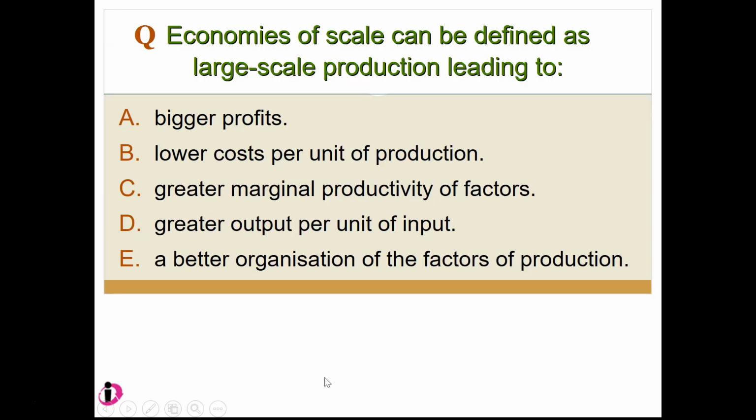A question which you might get in the exam on this particular topic can sound like that. Economies of scale can be defined as a large-scale production leading to... Stop the video, select the correct answer, and continue when you are ready. Ready? The correct answer here would be B, lower cost per unit of production.